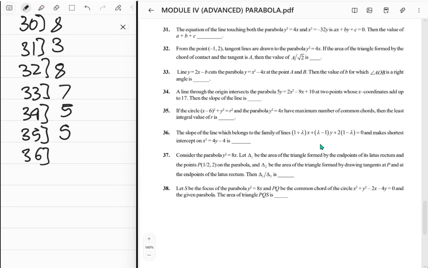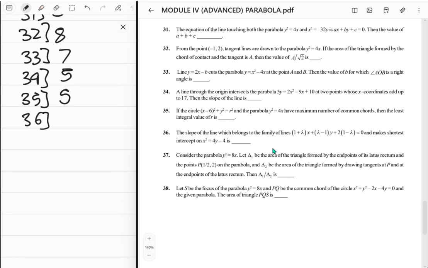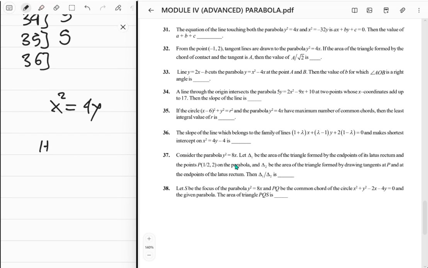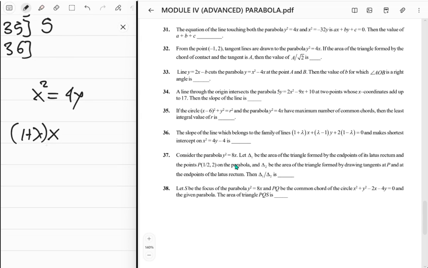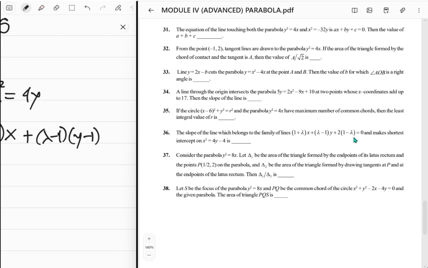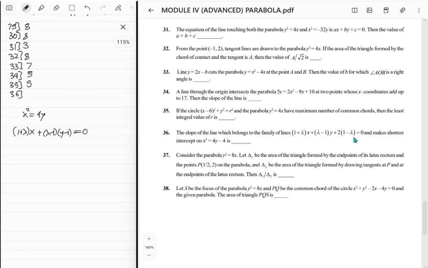So I'm just going to shift the whole thing, because we don't care about the coordinates, we care about the slopes. Shifting without rotating will preserve everything. So x^2 = 4y. I'm just replacing y by 1 + y everywhere. And then it's going to be (1 + lambda)x + (lambda - 1)y - 1 = 0. So that's the other line, right?